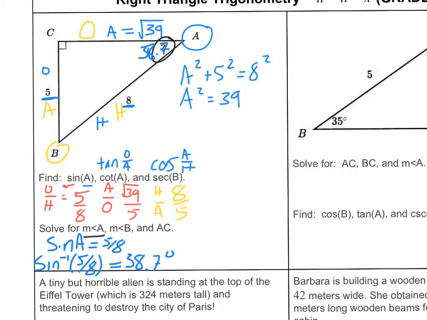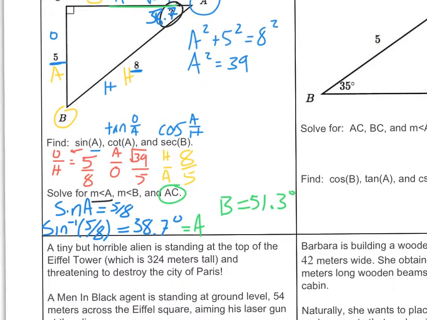Okay, so the shortest way for me to get B would be to just use what we know about triangles, which is that we've got 180 degrees in total. If we take away 90 and then take away 38.7, that leaves us with, sorry, that should be A. For B, we've got 51.3 degrees. And we already found AC. We did that at the beginning of the problem without even realizing that we were going to need that.